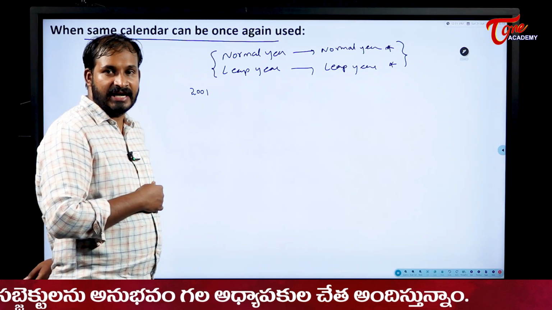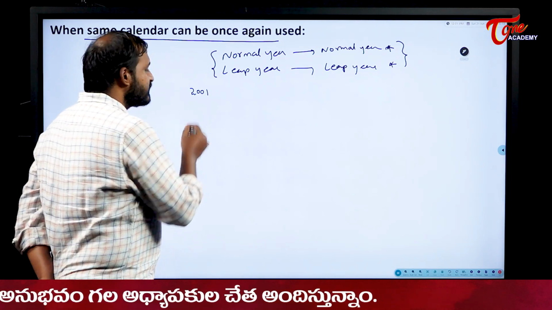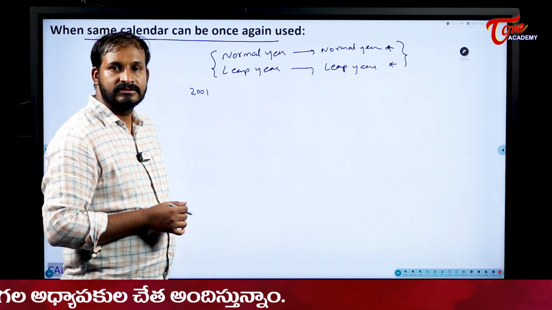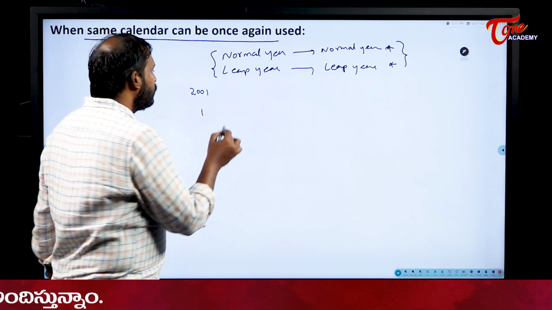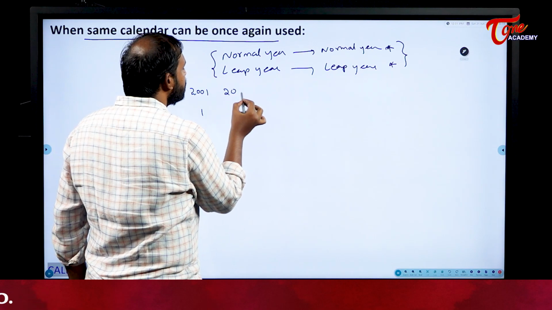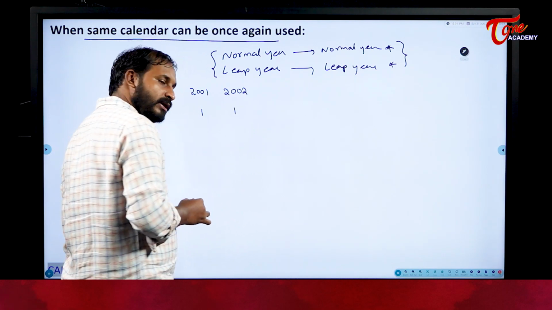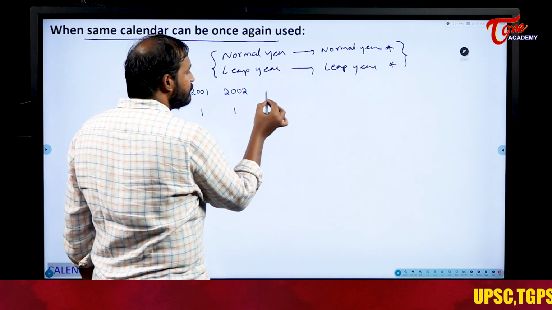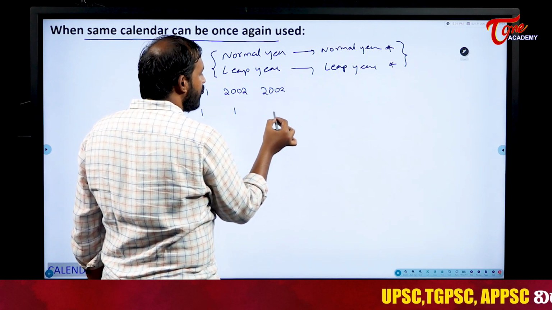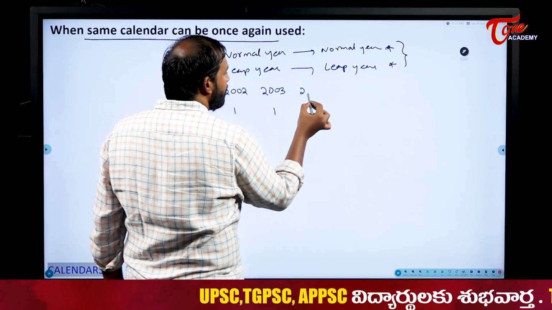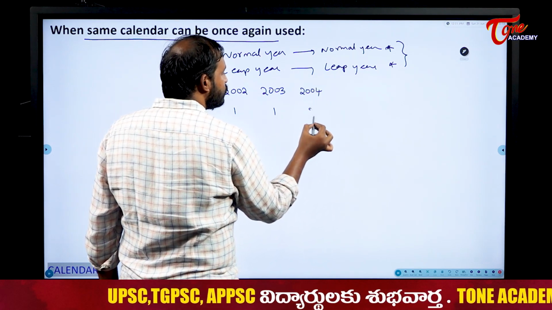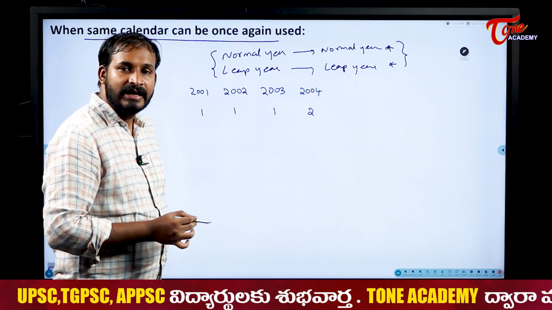When can I use this calendar once again? How many odd days will I have for 2001, students? 1 odd day? Yes, sir. Next, for 2002, how many odd days will I have? 1 odd day. For 2003, why? Because these 3 are normal years. This one is also 1 odd day. When it comes to 2004, how many odd days will it have? 2 odd days. Why? Because 2004 is a leap year.